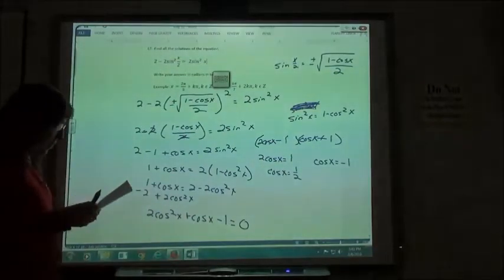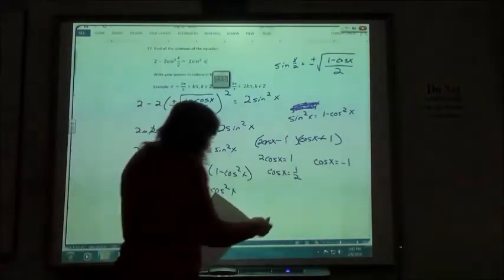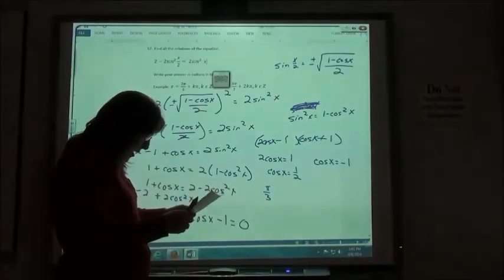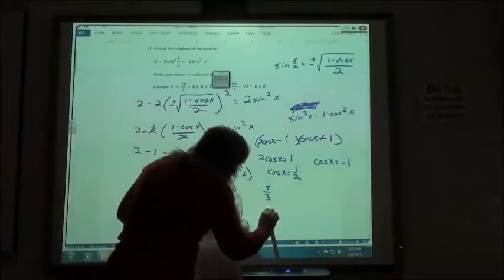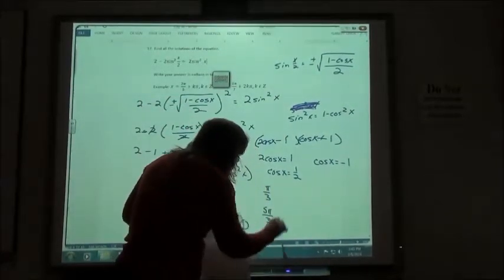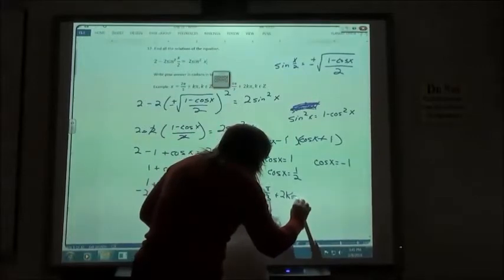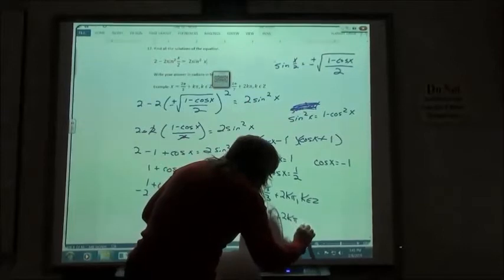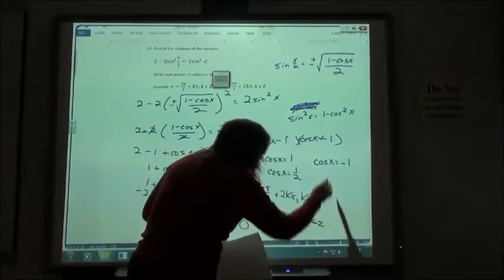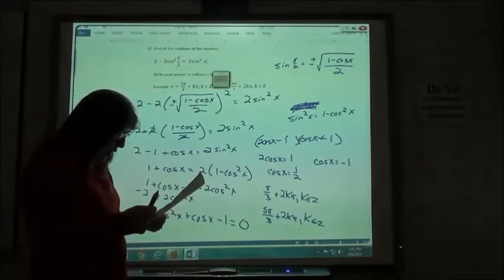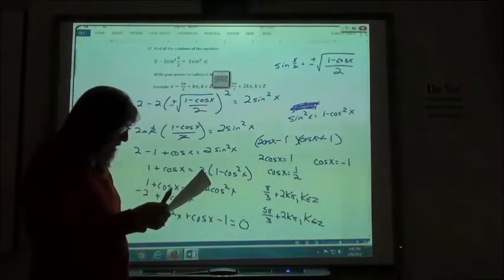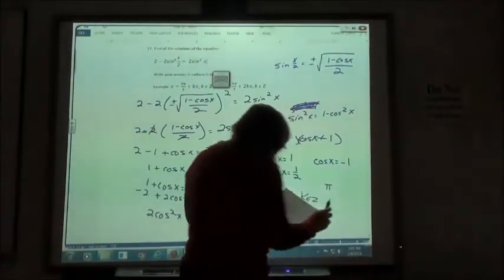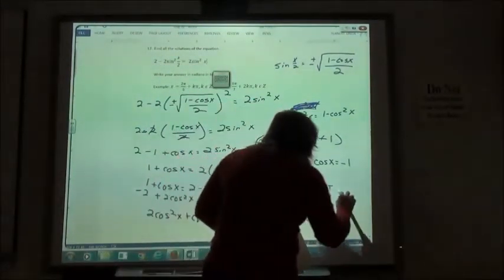Looking those up on our table. Cosine of x equals 1/2 at pi over 3. Cosine of x also equals 1/2 at 5 pi over 3. Those are not 180 degrees apart, so they're both going to have the 2k pi. Cosine of x equals negative 1. The only place cosine of x equals negative 1 is pi. And so we're going to have to add the 2k pi to that.